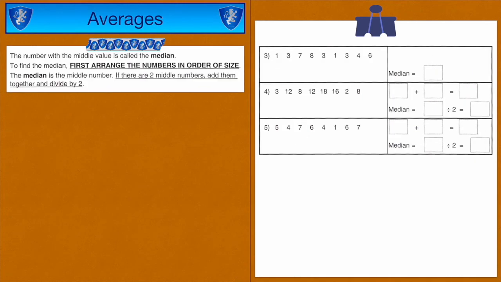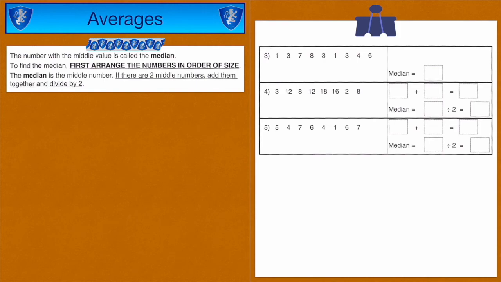Right, the next one we have here is called the median. Median. It's a little bit like medium, but it's median. And that's the number that comes in the middle. But what's very, very important when you're doing the median is you must put the numbers in order of size first. So we're going to put these numbers in order of size.